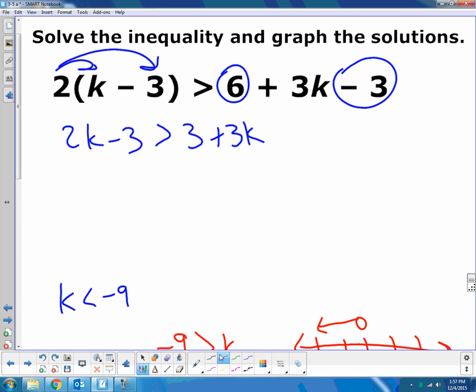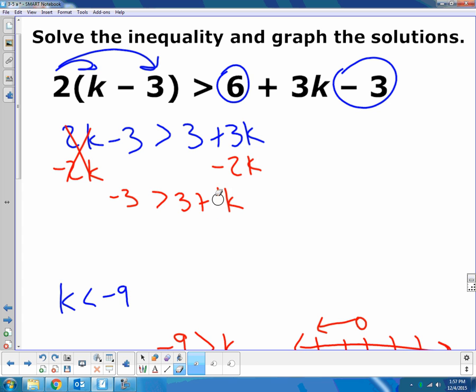I can now get my k's together. I could subtract 3k from both sides, but then I'd have a negative number to worry about. I'm going to subtract 2k from both sides because 2k minus 2k is 0, so no longer there to worry about. And I've got 3 plus 1k over there. Or, because if you're like me, you're lazy, you just write the k. 3k's minus 2k's is just a k.